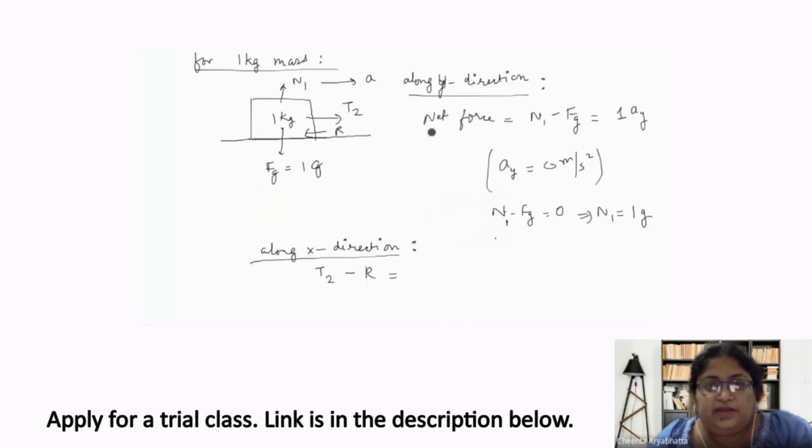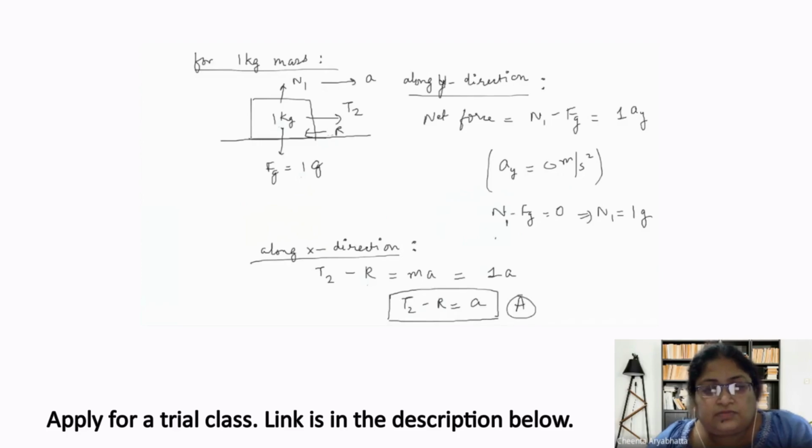So this net force that is acting on 1 kg mass, which is equal to T2 minus R, because they are in opposite directions so I'm subtracting them, is making it move with acceleration a. So this net force should be equal to mass times acceleration. What is the mass of this block? 1 kilogram, and acceleration we don't know, so 1 times a. So T2 minus R is equal to a. So I have this equation.